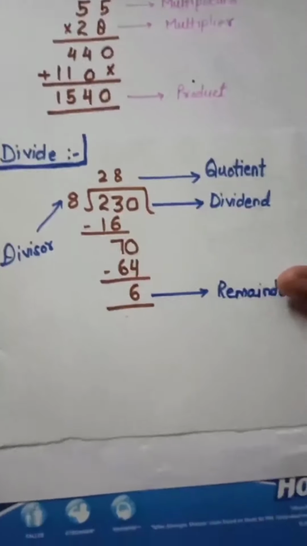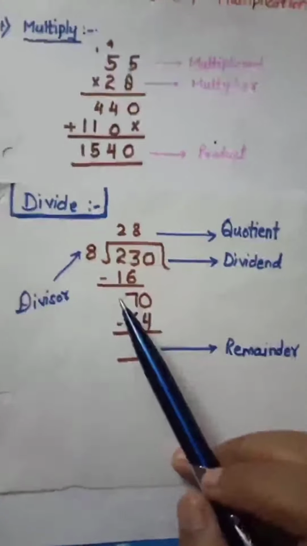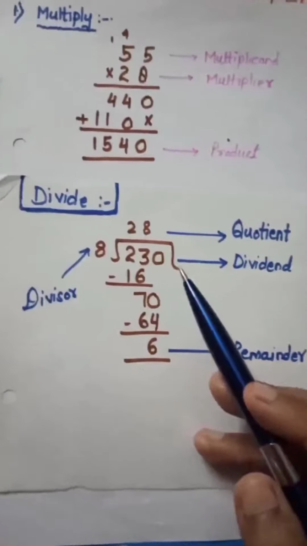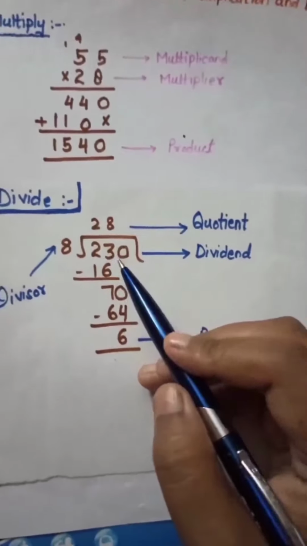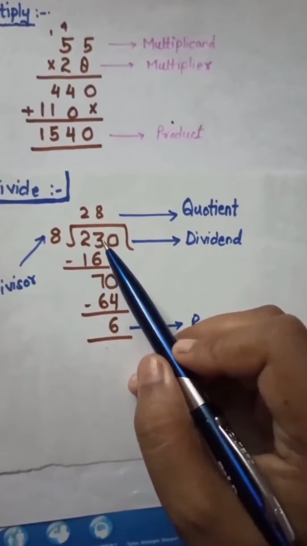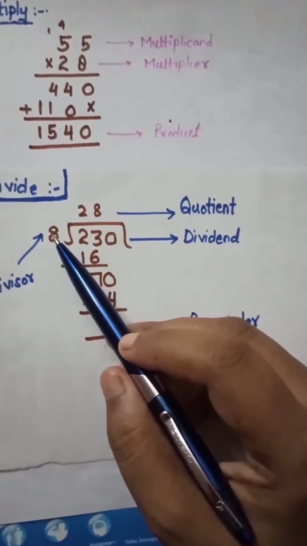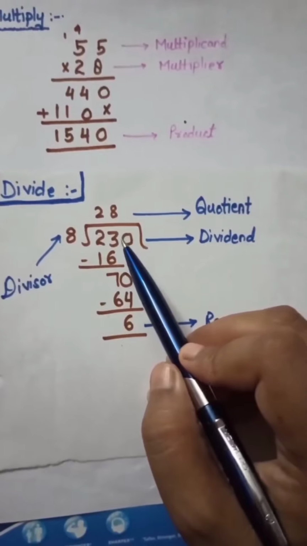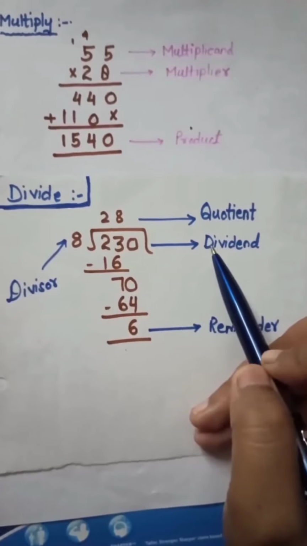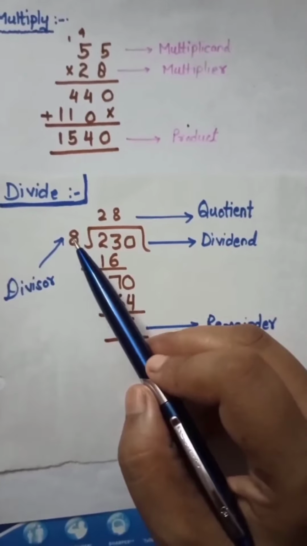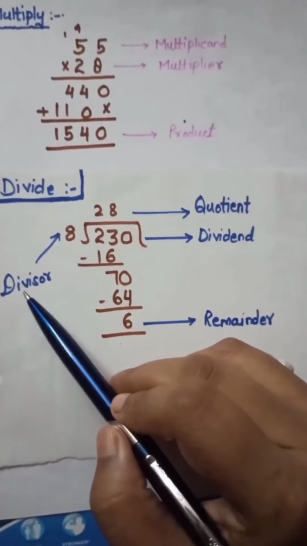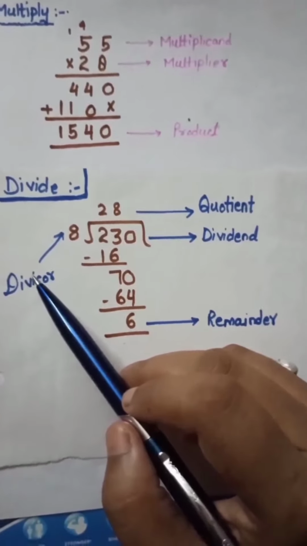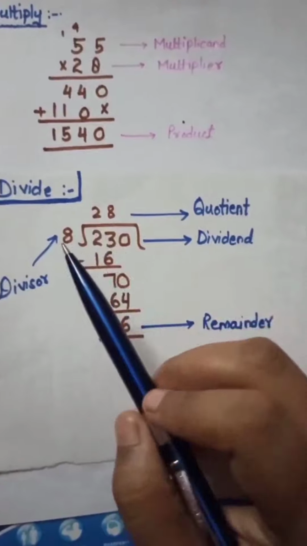Okay, now we'll move on to the division part. I hope you all remember how to divide two numbers, but let me explain it. See, we have to divide 230 by 8. Now see, 230, the number which we have to divide, is called the dividend, and the number by which we have to divide is called the divisor. Okay, now first of all let us divide these two numbers.